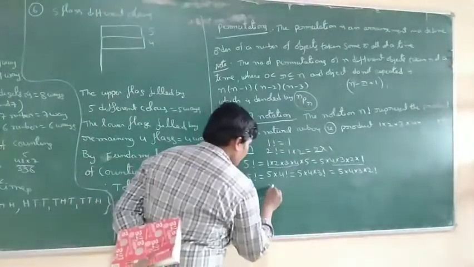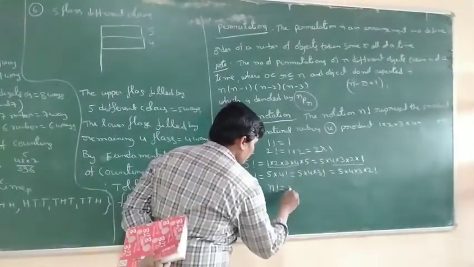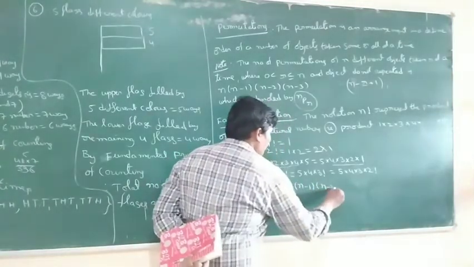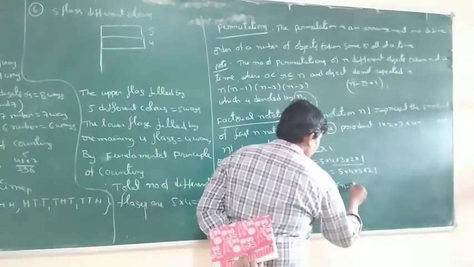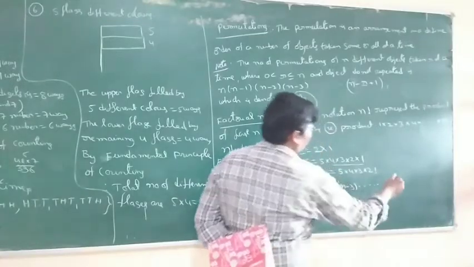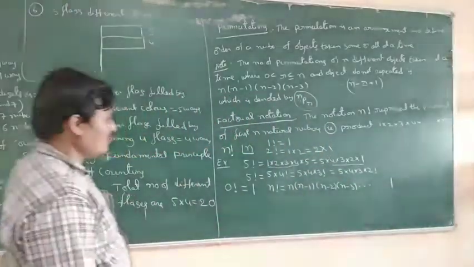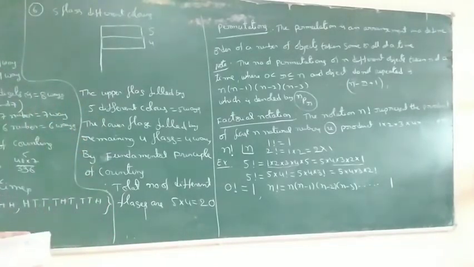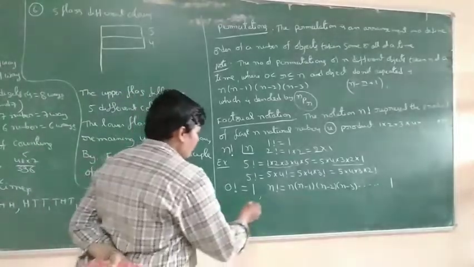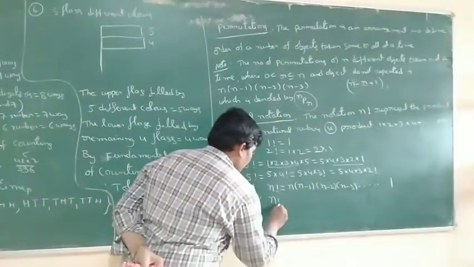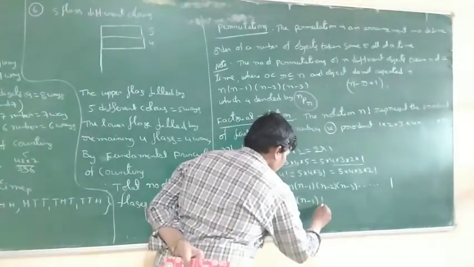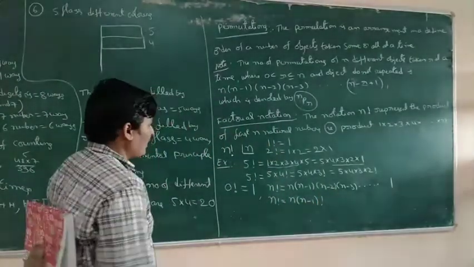So n factorial is equal to what? n factorial is equal to n into n minus 1 into n minus 2 into n minus 3 and so on up to 1, compulsorily up to the last 1. Okay, this is the factorial notation. So a very important thing: n factorial is equal to n into n minus 1 factorial.